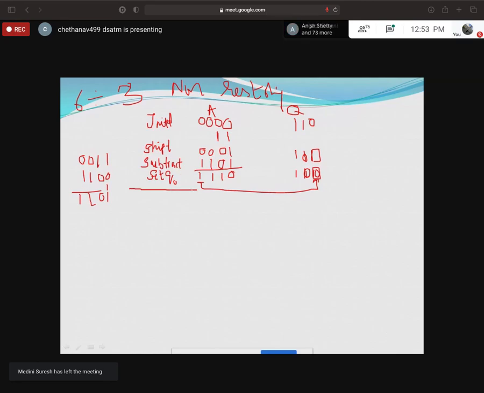This is your first cycle. In the first cycle, I've completed. Then go to shift. Shift is my first step. Okay, same thing. Shift it.